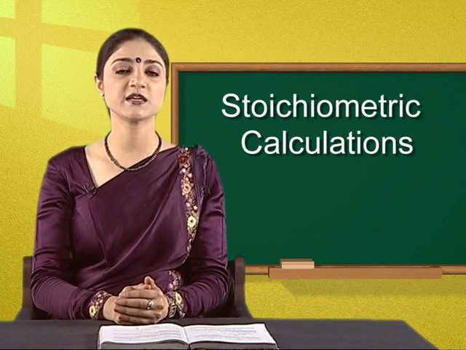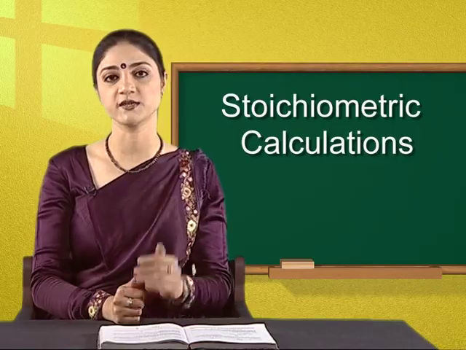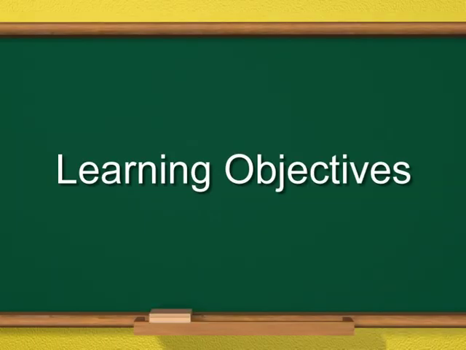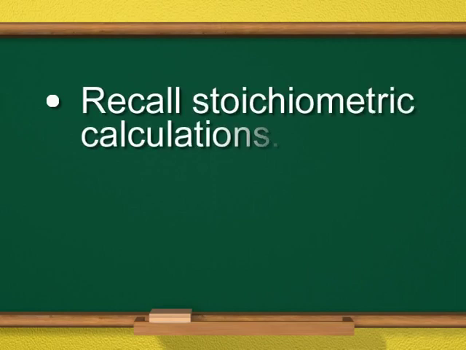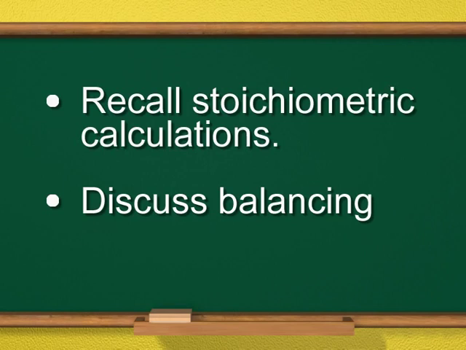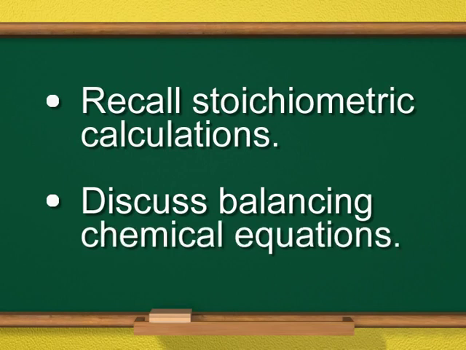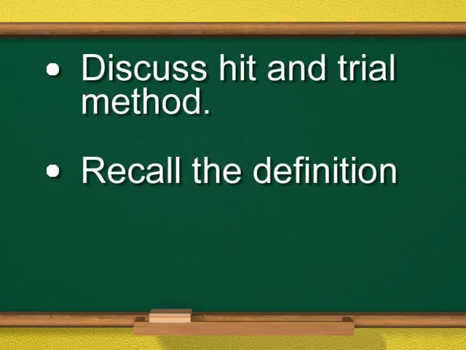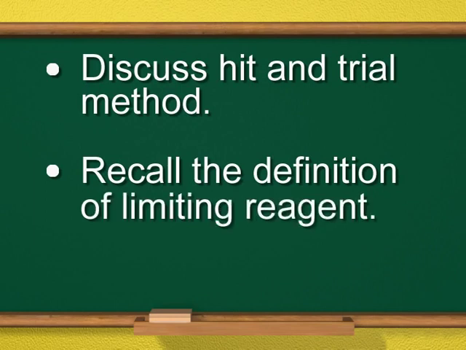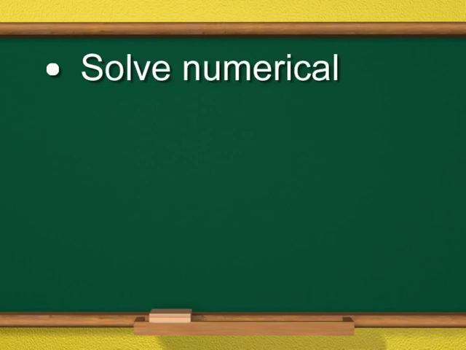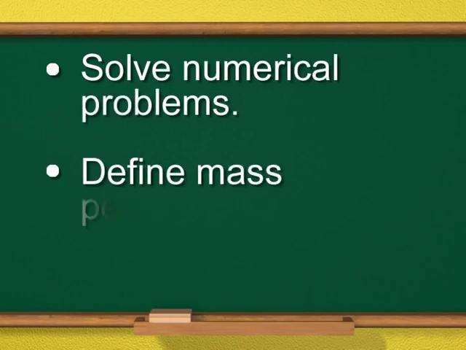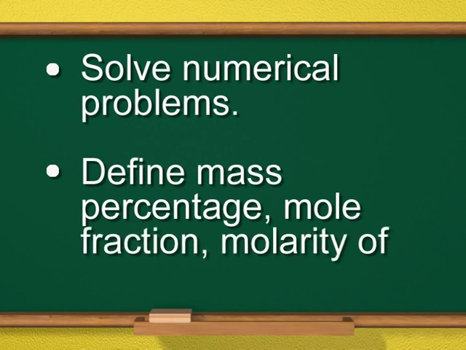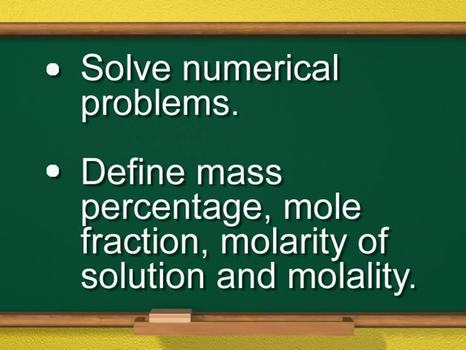Before continuing our discussion on it, let's have a look at the learning objectives. Upon completion of this topic, learners will be able to recall stoichiometric calculations, discuss balancing chemical equations, discuss hit and trial method, recall the definition of limiting reagent, solve numerical problems, define mass percentage, mole fraction, molarity of solution and molality.